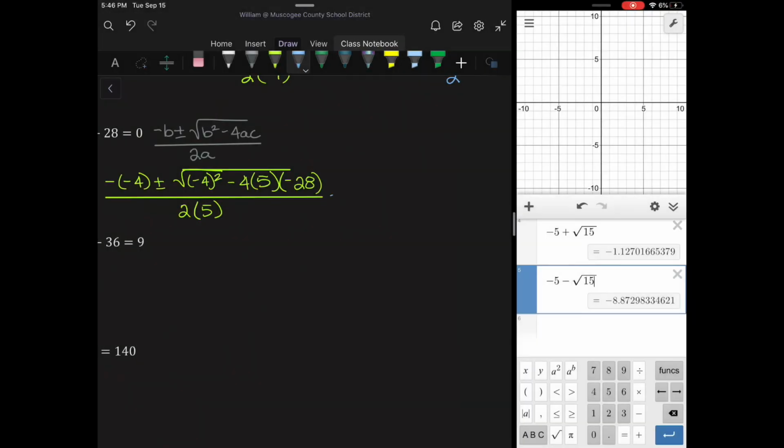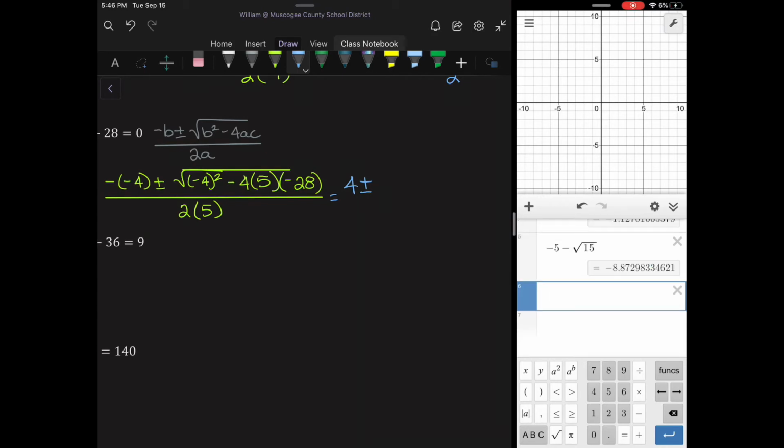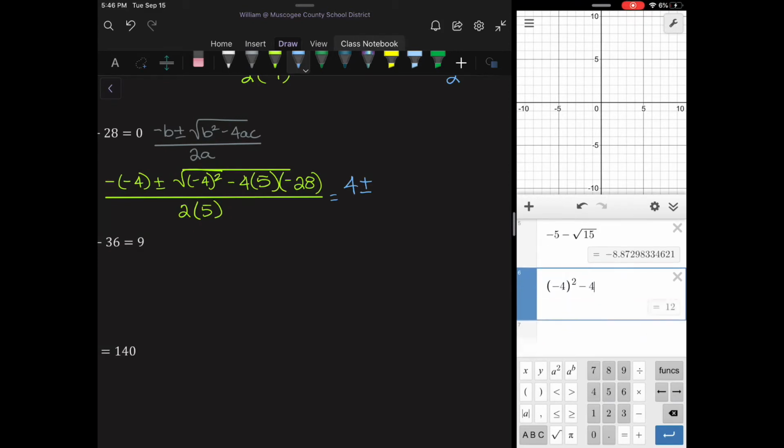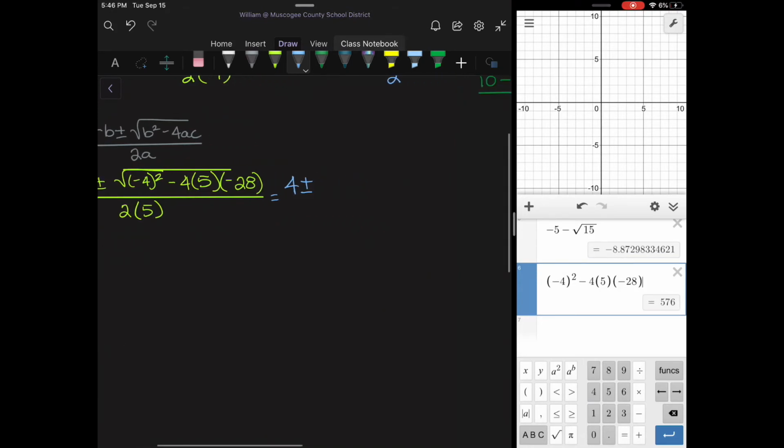So we're going to come over here and we're going to reduce what we have. So negative times negative 4 is going to be positive 4. We'll come over to the calculator and simplify what's under the radical. So we'll say quantity negative 4 squared minus 4 times 5 times negative 28. And this gives us 576. So we'll say the square root of 576, and this will all be over 10.